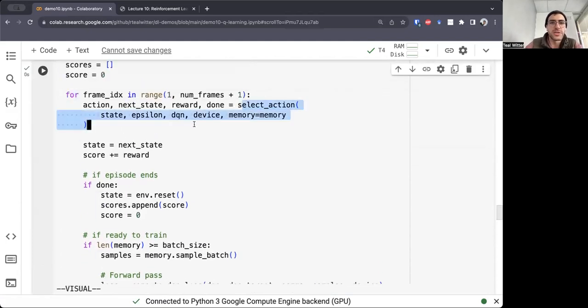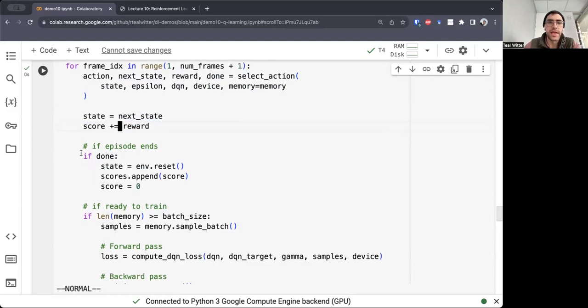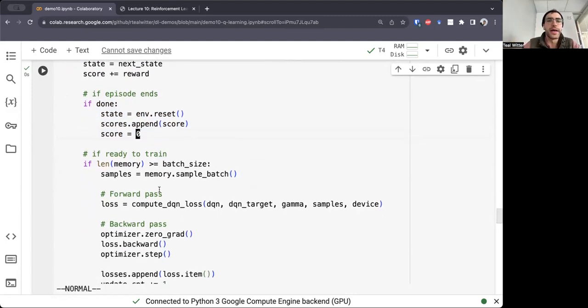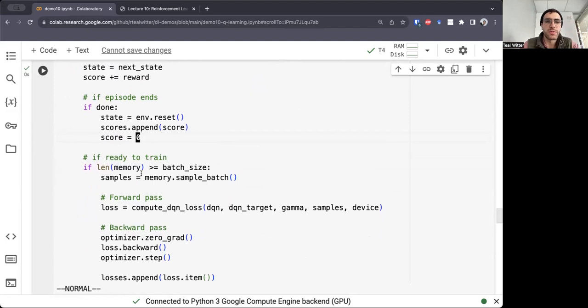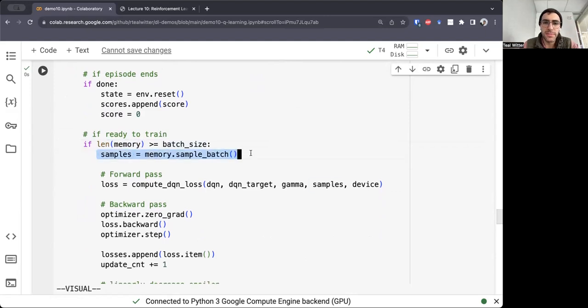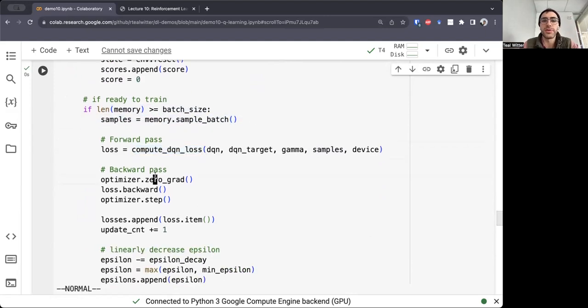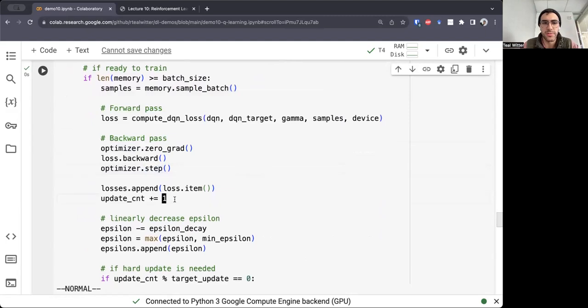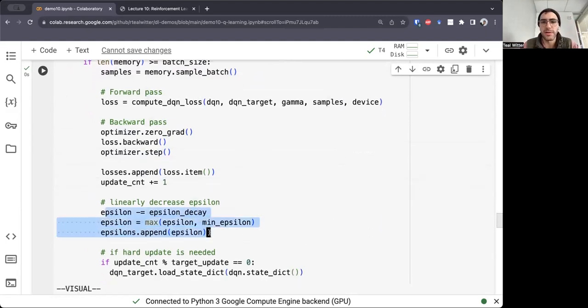We will select our action using this primitive. We will update the state to the next state and add this to our reward. If we're done, we've lost this game, we've gone off of, in the game of Lunar Lander, we've crashed, or we've gone off of the screen, then we'll reset our environment and append the score. If not, and we're ready to train, so we have enough things in our memory, above the batch size, then we'll create a sample from this, we'll compute our loss, and we'll do the backward pass and the optimization steps that we're used to, and then we'll decrease epsilon by a little bit.